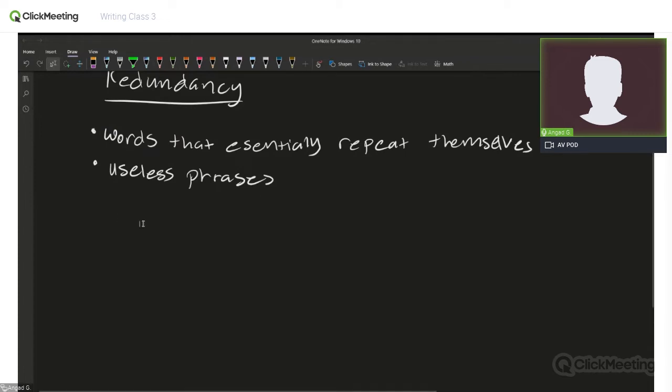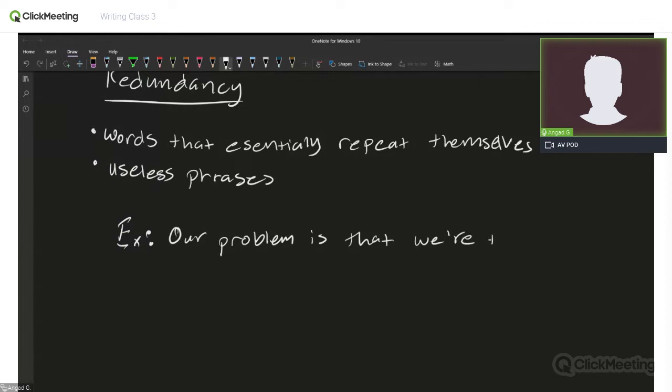So, example. Our problem is that we're too self-aware of ourselves.